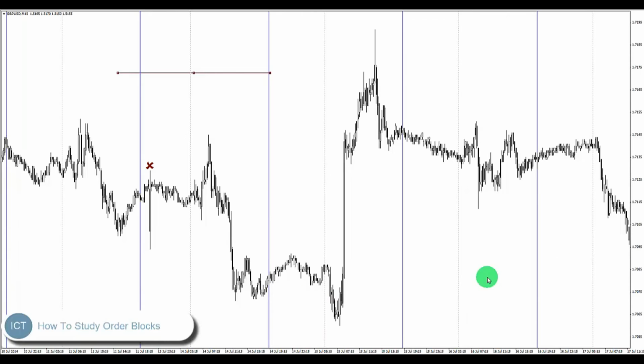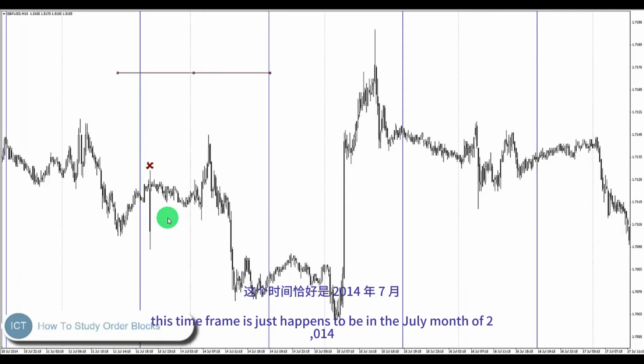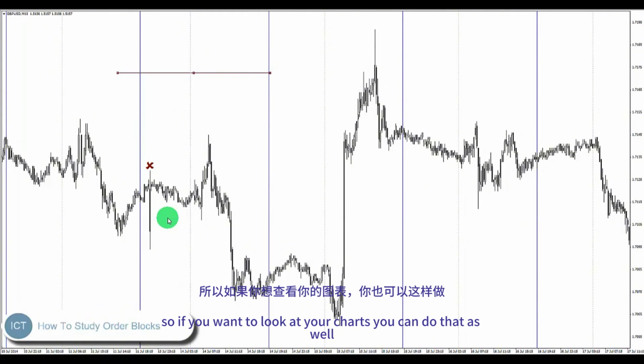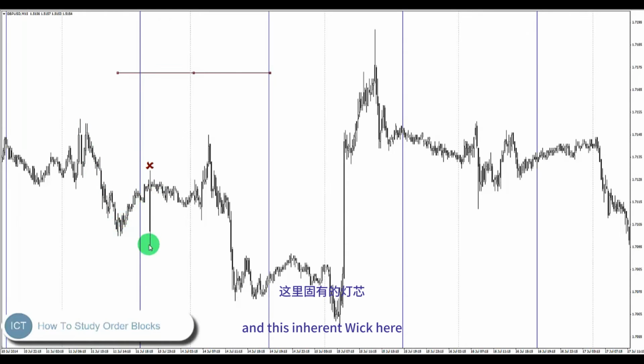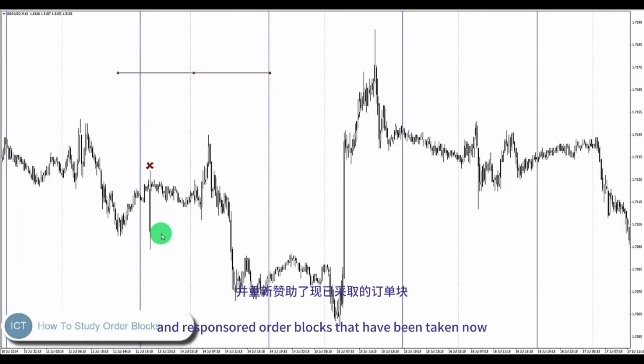But we are looking at the cable. This time frame just happens to be in the July month of 2014. So if you want to look at your charts, you can do that as well. And the idea that we have here is we had a price move lower. Okay, and this inherent wick here, I'm not going to discuss this here because we will talk about this in volume 5, and it relates to mitigation blocks and order blocks that have been taken out. So we're going to have to defer that conversation for another video.